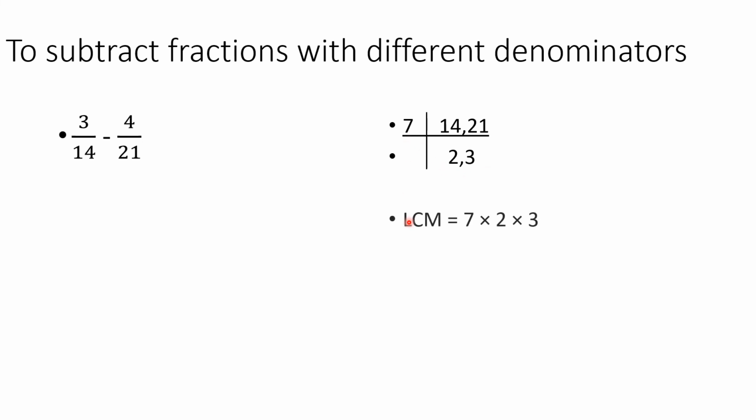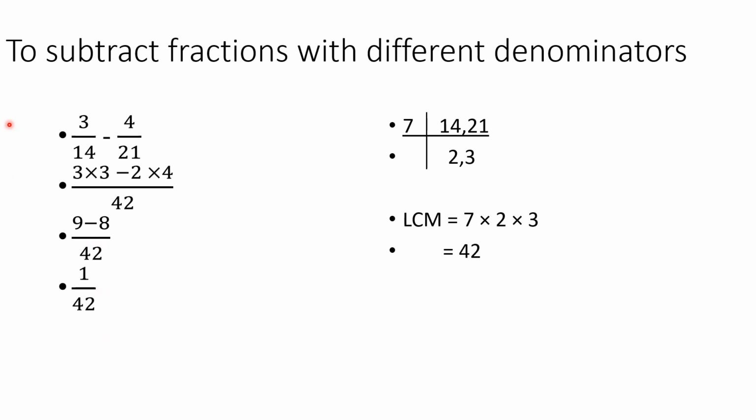Now we will find out the LCM. 7 multiply by 2 multiply by 3. So here 7 2s are 14, 14 3s are 42. So here LCM equals to 42. So we will write 42 here, and 14 3s are 42 multiply by this numerator 3, minus 21 2s are 42 multiply by 4. So here 9 minus 8 by 42. And 9 minus 8 equals to 1. 1 by 42 is your answer.